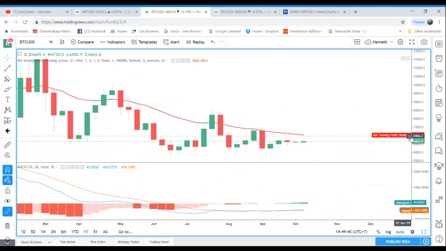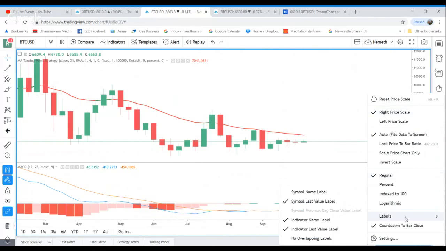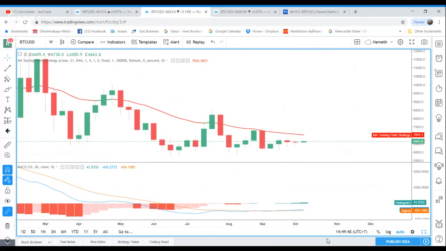Some people want to know how you get this on the chart, by the way. Labels, indicator name label, and its last value label. And it's also good to set no overlapping labels as well. So he would only be thinking about looking long based on this chart when it goes over 7,050, something like that, and closes, I would say.